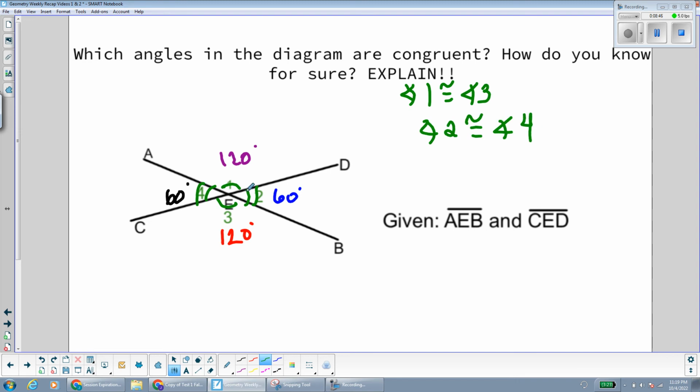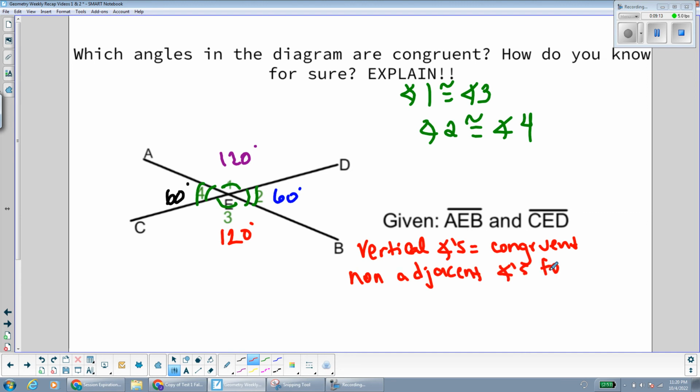We call the congruent angles formed by intersecting lines vertical angles. I'm going to define vertical angles over here. So vertical angles are congruent, non-adjacent angles formed by intersecting lines. So once again, here we have two lines that intersect.